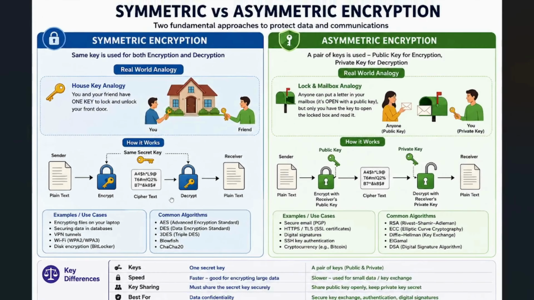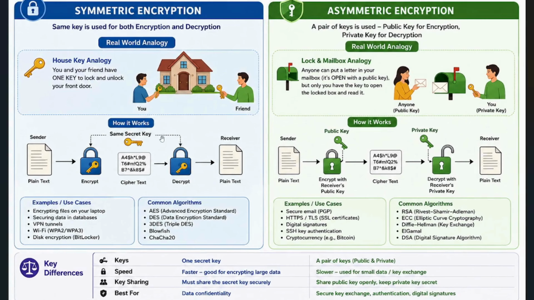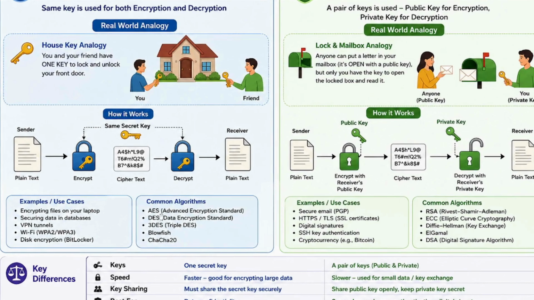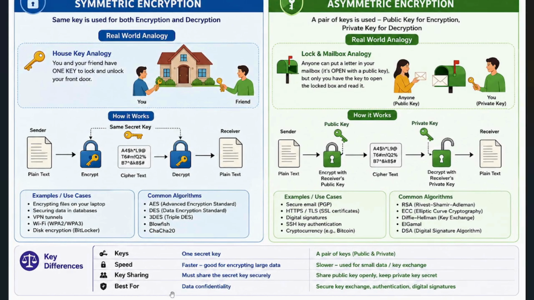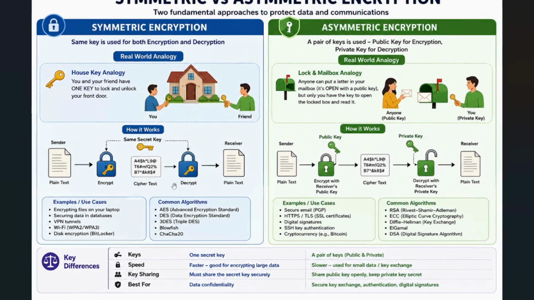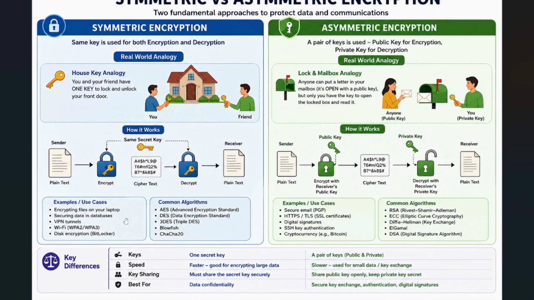The problem with symmetric encryption is that if your secret key is accessed by someone, then it is possible that person can read your encrypted data as well. But the advantage is that it is very fast because it is only a single secret key, and it is good for data, but you should share the secret key very securely. So that's the symmetric encryption.